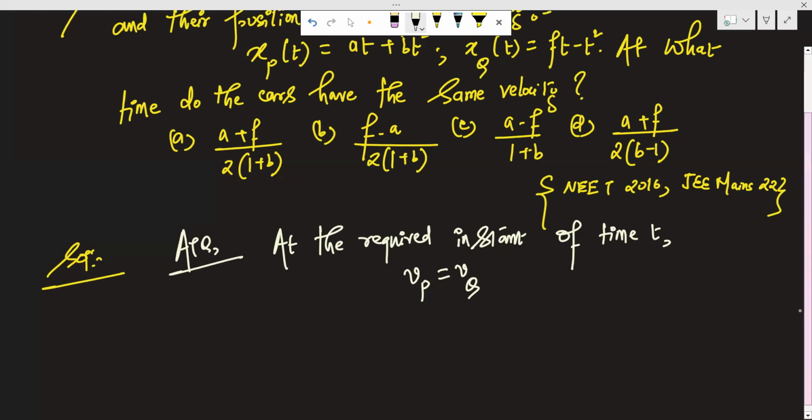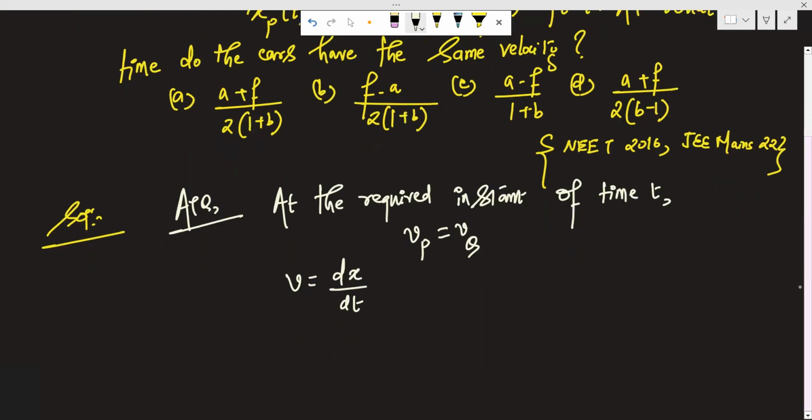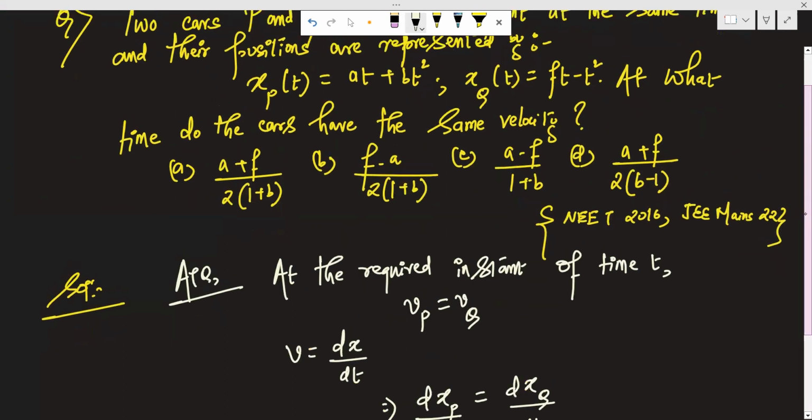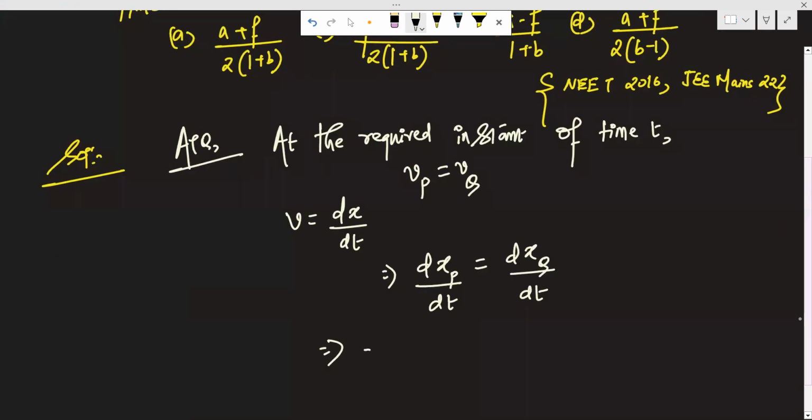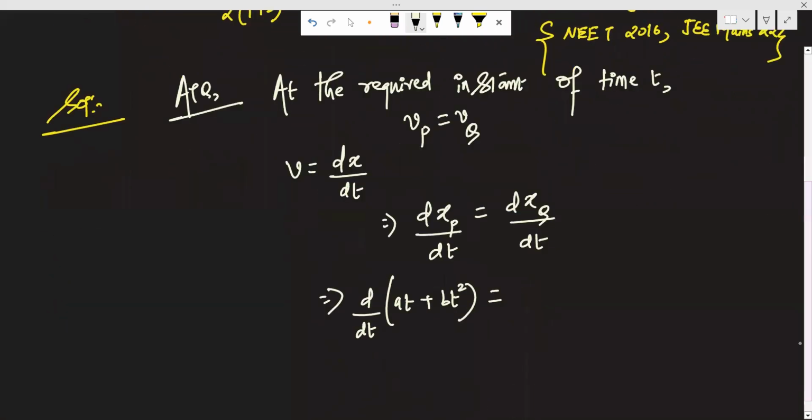See, very simple. We know that velocity is the rate of change of position, dx/dt. So what will Vp be? The derivative of xp with respect to time. And what will Vq be? The derivative of xq with respect to time. Now what was xp? at plus bt square. So this will be the derivative of at plus bt square. And xq was ft minus t square. So this will be the derivative of ft minus t square. Now find the derivative and solve it.